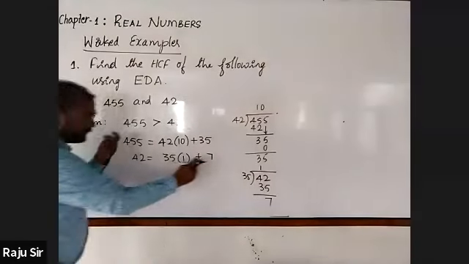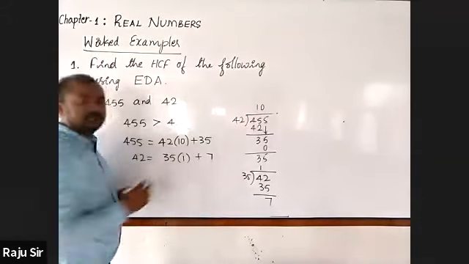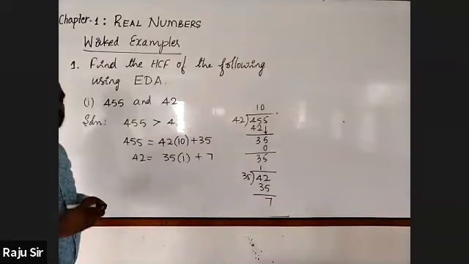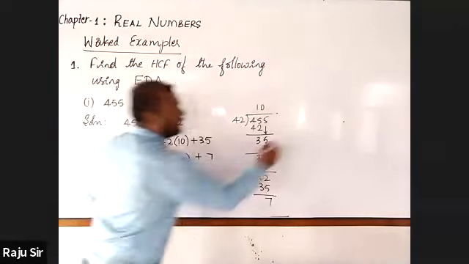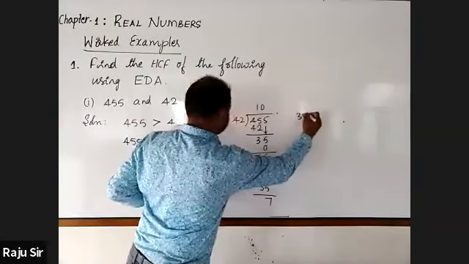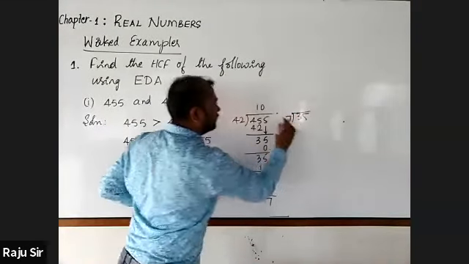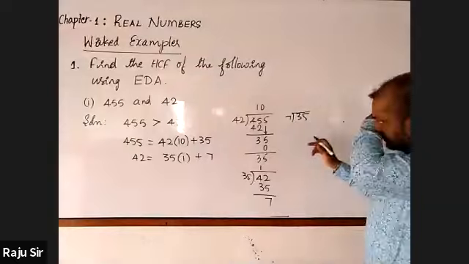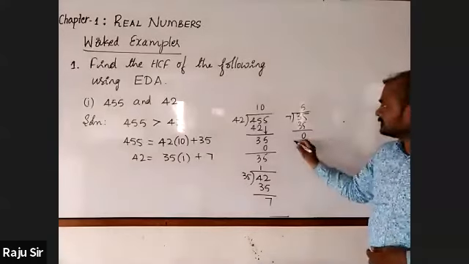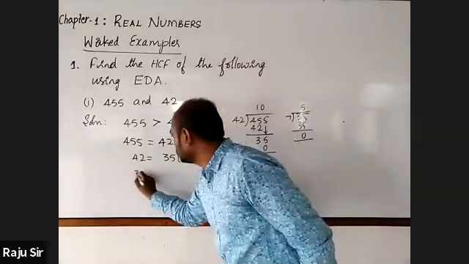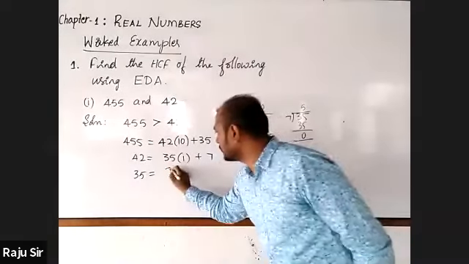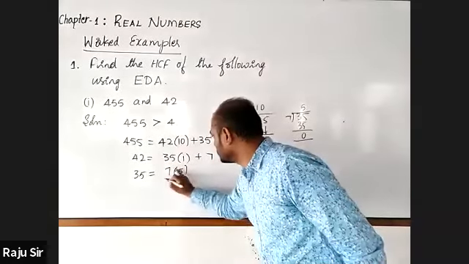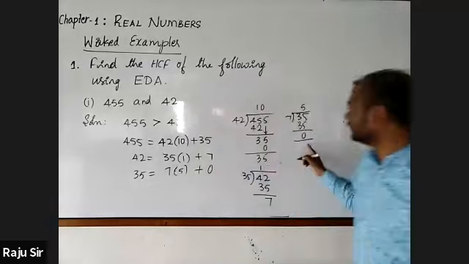Again, observe the remainder. Here, the remainder is not equal to 0. Again, we should continue to divide. Here, 35 and 7 are there, and we divide 35 by 7. 7 fives are 35. Very good. The remainder is 0. Now we can write 35 as 7 fives plus remainder 0.